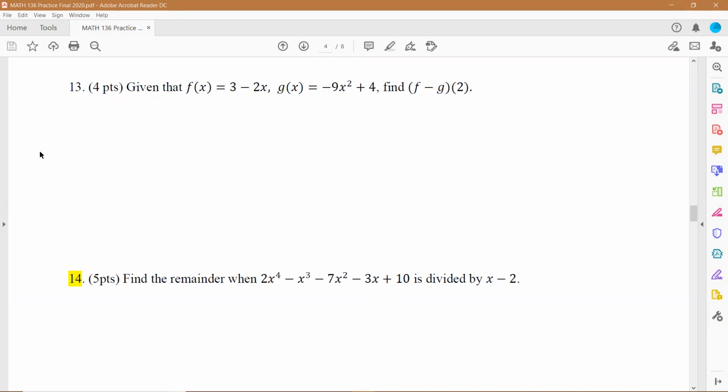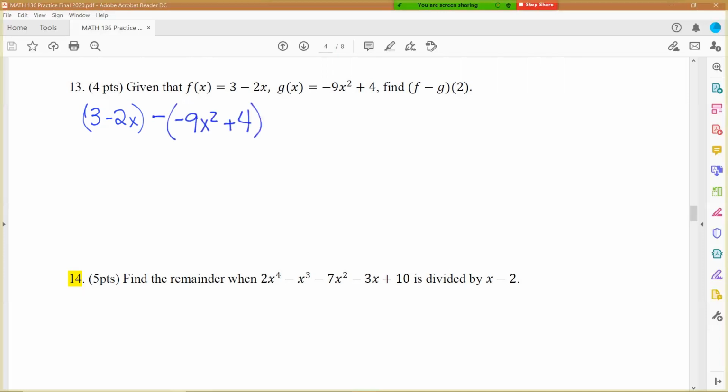Question number 13. We're given f of x and g of x, and we're asked to find f minus g and then plug in 2. So we're going to take f minus g, so take the entire function f, copy it down. So f is 3 minus 2x. And then we're going to subtract g of x, which is negative 9x squared plus 4. We're going to finish this one and then take our break.